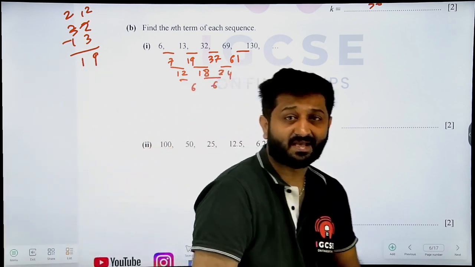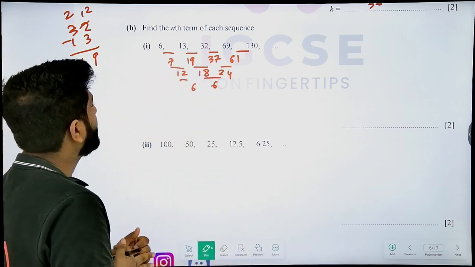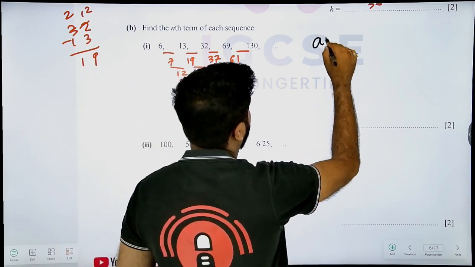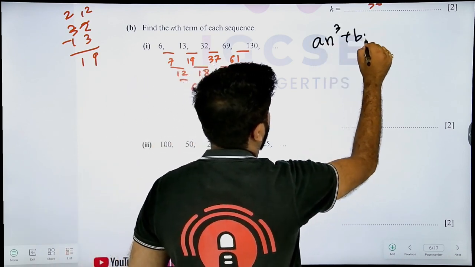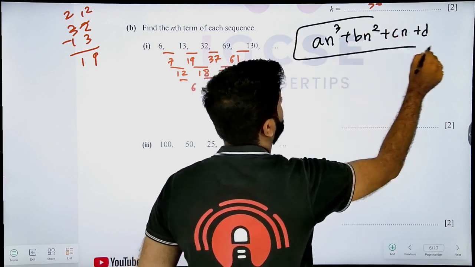So as you can see, this is a cubic sequence. In order to find the nth term of a cubic sequence, the general formula for the nth term is an cubed plus bn squared plus cn plus d.